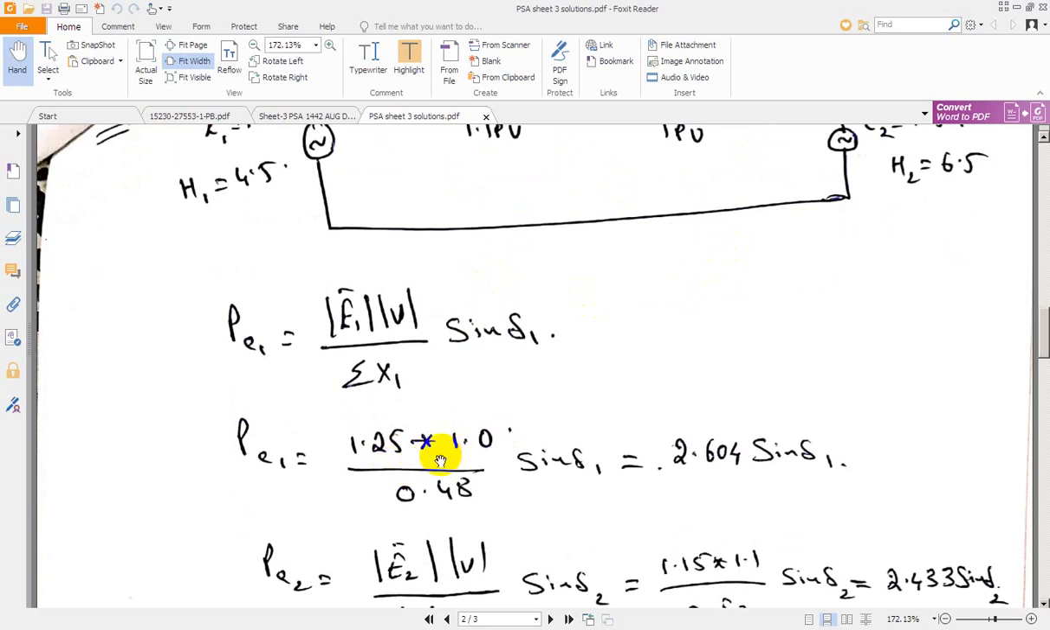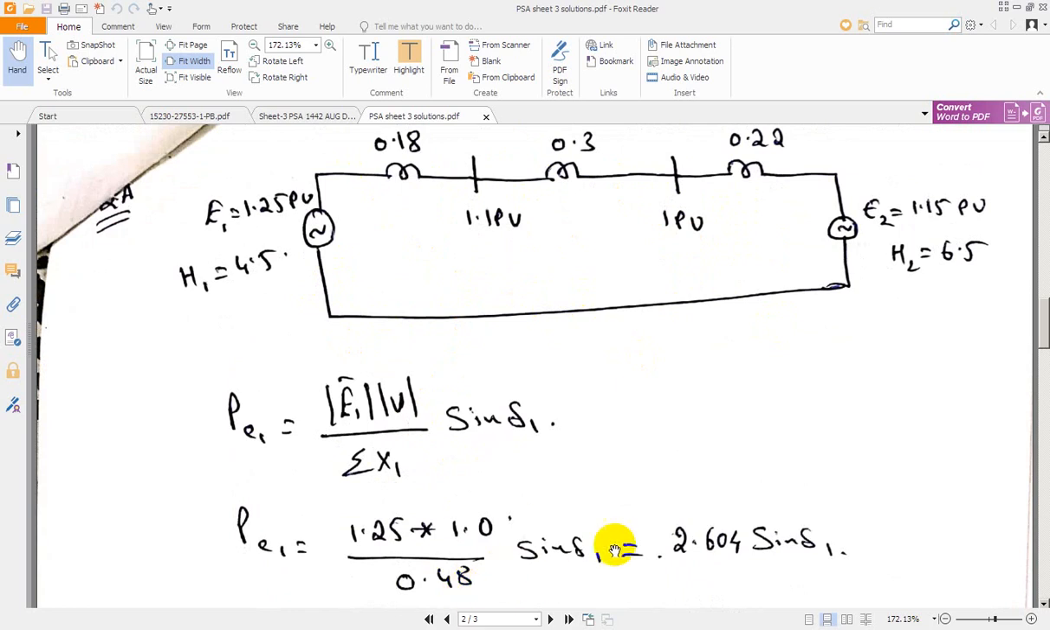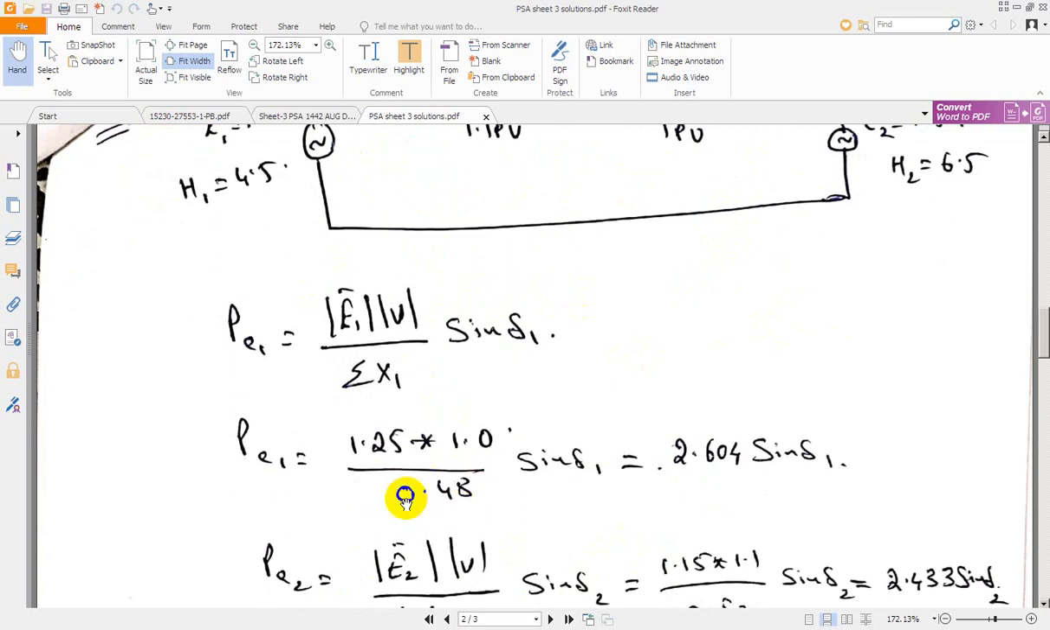So 1.25 EV divided by this total reactance 0.48 sin delta 1. How 0.48? 0.3 plus 0.18, we will get it as 0.48 sin delta 1. We will get it as 2.604 sin delta 1.